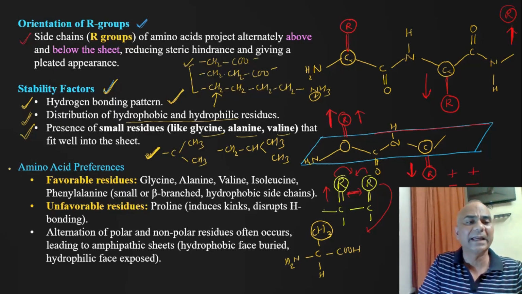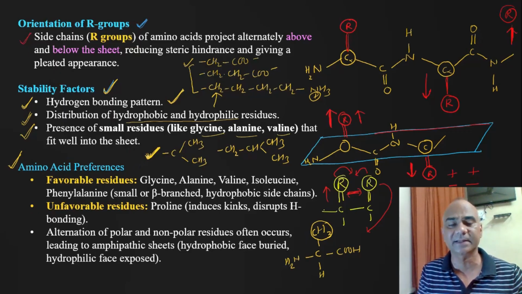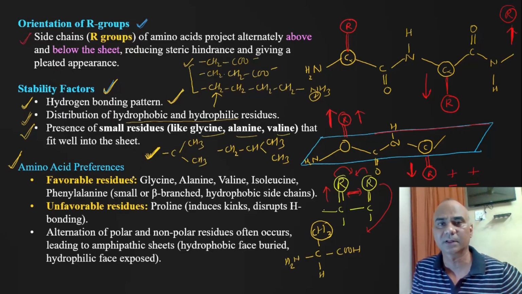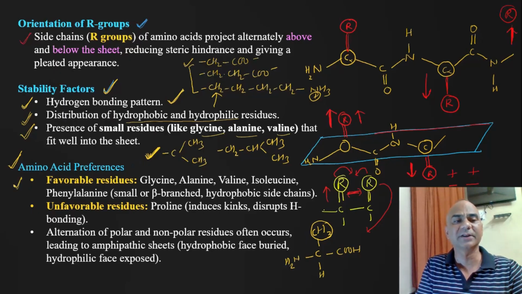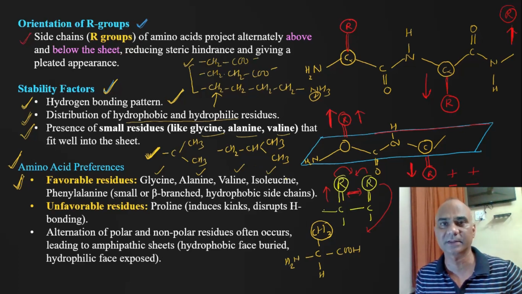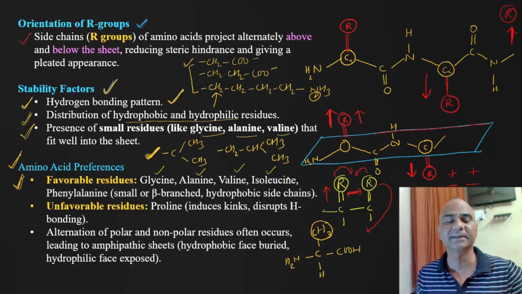So here I have made some points on which amino acids are preferred for the beta structure and which are unfavorable for the beta pleated structure. Among the favorable residues, amino acids like glycine, alanine, valine and isoleucine are favorable for making a beta pleated sheet.